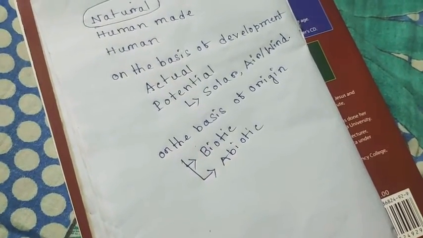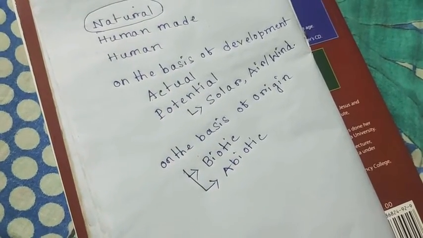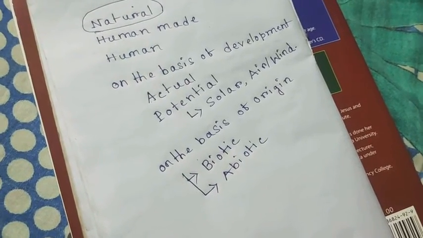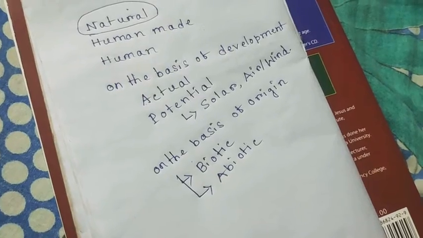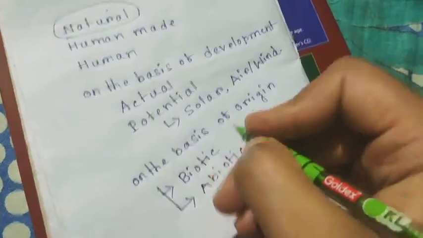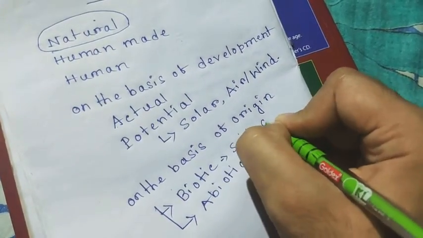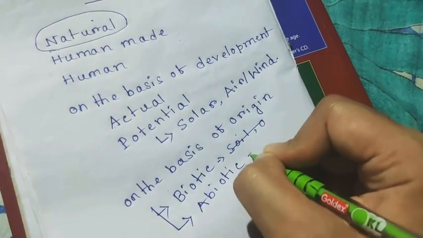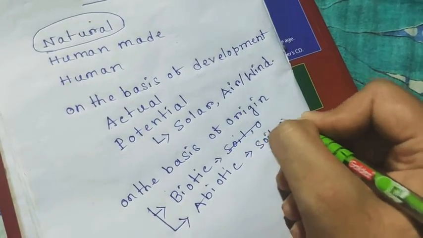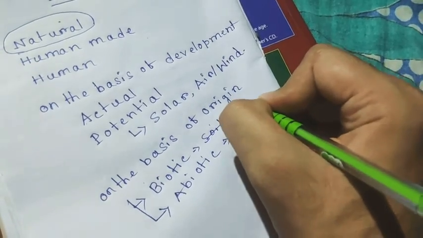So, biotic resources are the living things like plants and animals which can be found in our environment, and abiotic resources are those which are non-living objects like soil, air, water, etc. Biotic resources are living things.